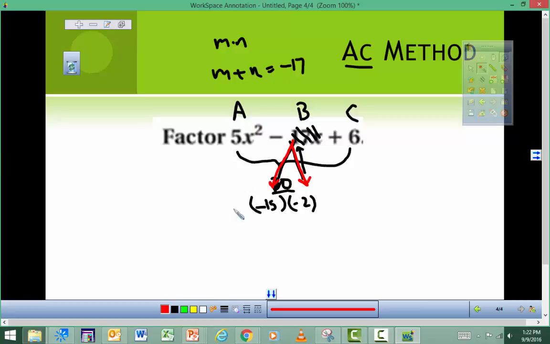So now what we do is we write this as a quadnomial. So let me show you what a quadnomial is. 5x squared minus 15x minus 2x plus 6. You see what happened? Before we had 17x here. Now we still have 17x, but we've written it as 2 terms. See, so the AC method makes use of the fact that we're going to factor by grouping. We're going to factor by grouping now.